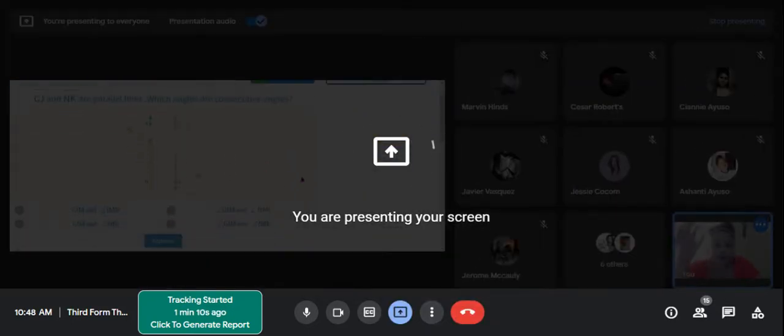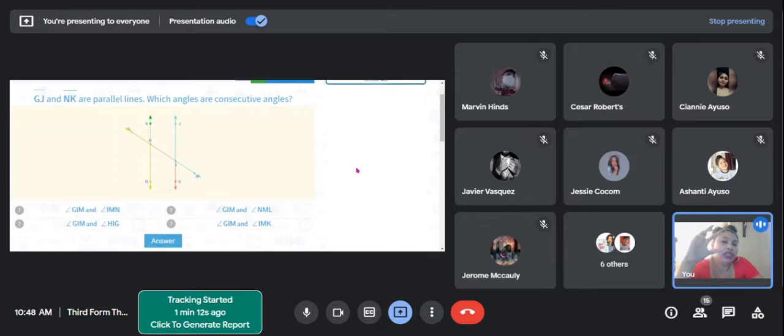Now, your activity today talks about a diagram that has parallel lines that are cut by a transversal. So basically this one, you have two parallel lines and they're cut by a transversal. And this question tells you that GJ and NK are parallel lines. Which angles are consecutive angles? Now, consecutive angles. Anybody has any ideas what consecutive angles mean?